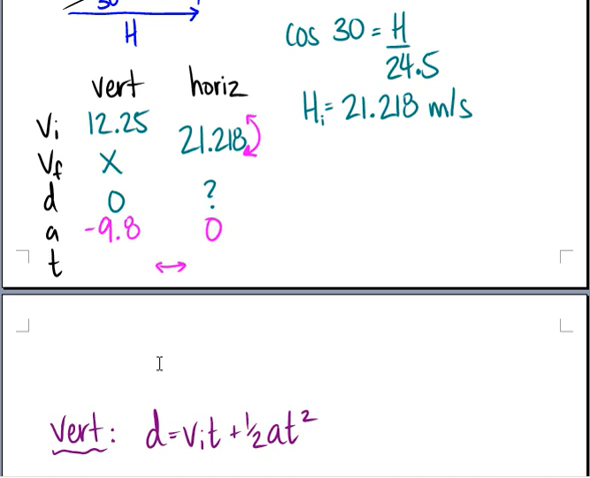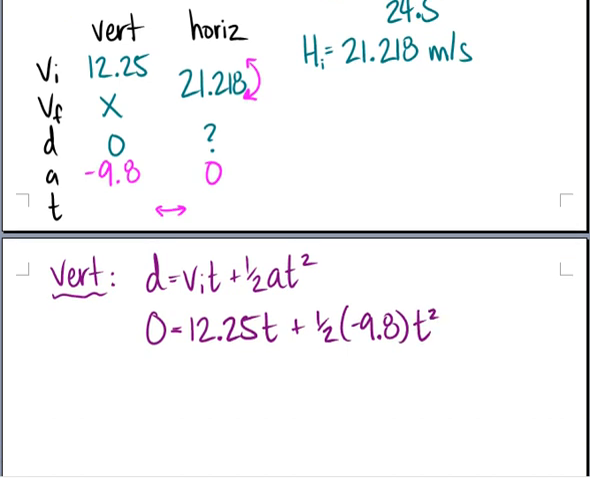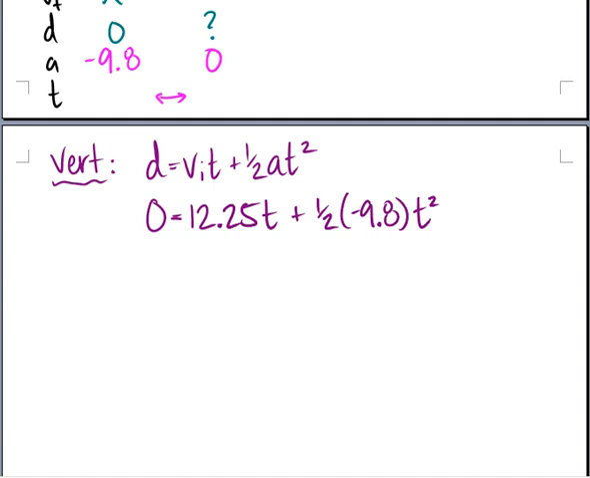But in this case, we do actually have some initial velocity, so we actually can't cross that out. So 0 equals 12.25 t plus 1/2 times -9.8 times t squared. It turns out that this can be quadratic or not, which is kind of cool, and I'll show you what it looks like if you don't want it to be quadratic. I'm simply going to combine the 1/2 and the -9.8 here. That becomes -4.9 t squared.